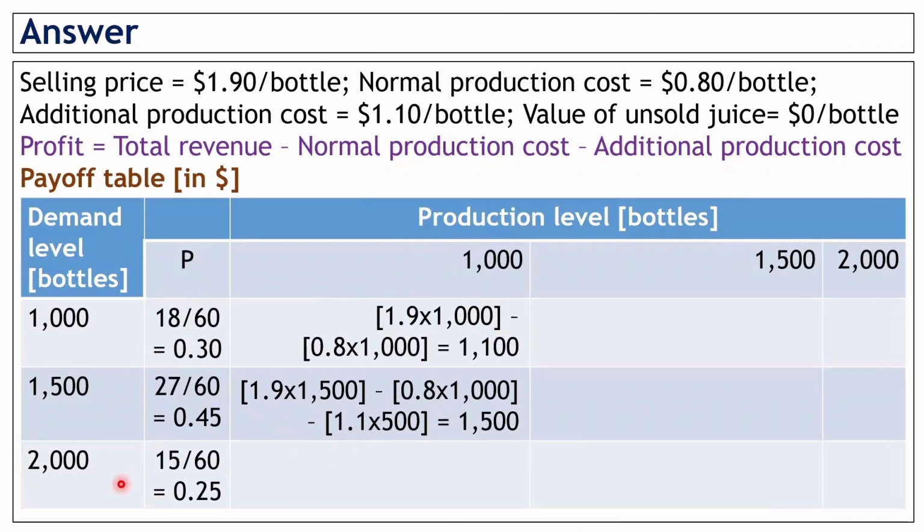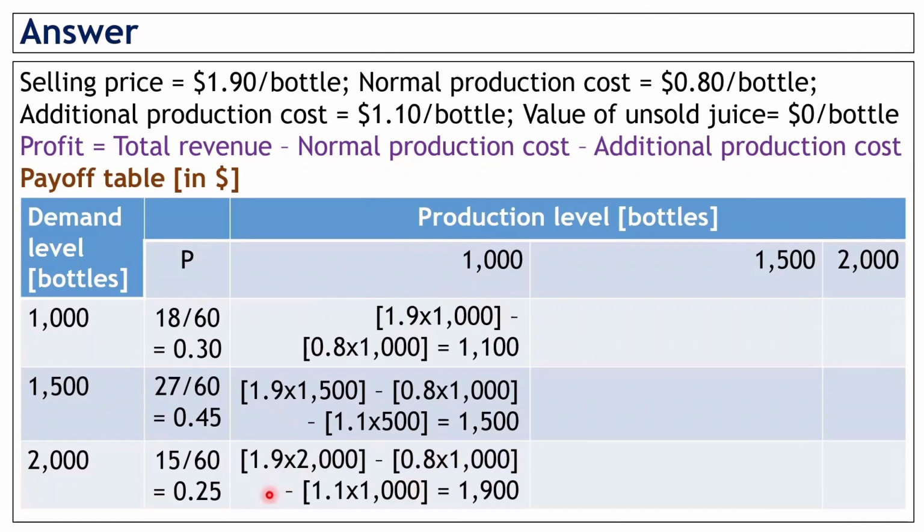Thirdly, when the demand is 2,000 bottles, production is 1,000 bottles. Again, we have demand more than supply. We'll have additional production cost for the additional units to satisfy the demand. The additional quantity will be 1,000 units. Again, all the units will be sold at the same price, but for normal production, the cost per bottle is 0.8. Additional production, the cost per bottle is 1.1.